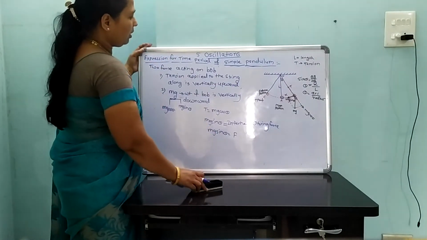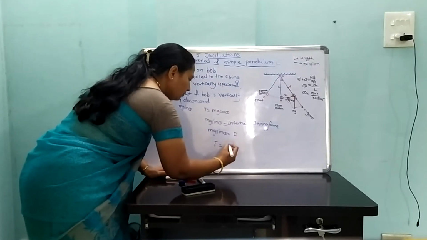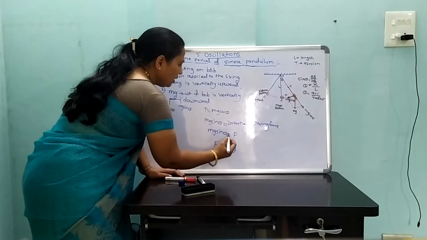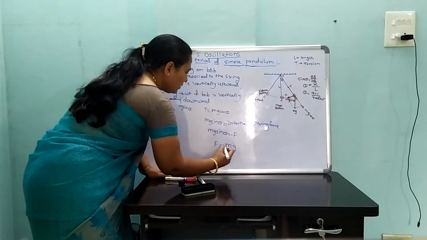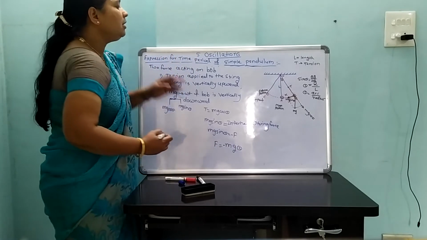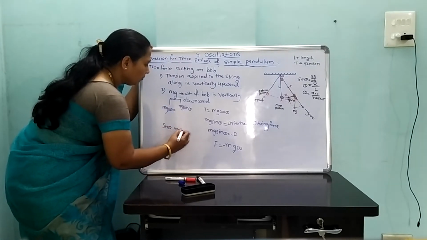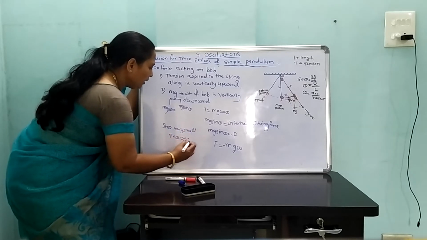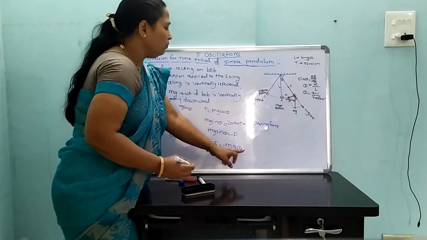We get the equation for F equal to Mg, but they are in opposite directions. Therefore, F is equal to minus Mg sin theta, where theta is very small. At that time, sin theta is approximately equal to theta. Therefore, F is equal to minus Mg theta.